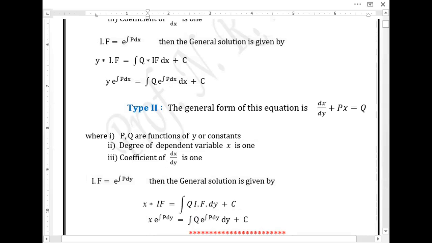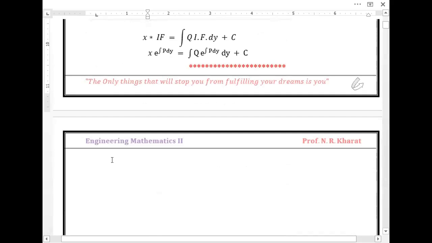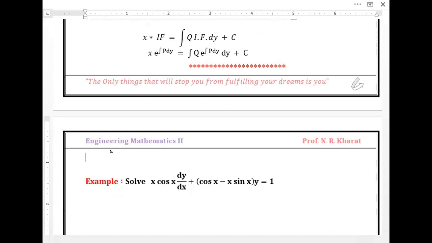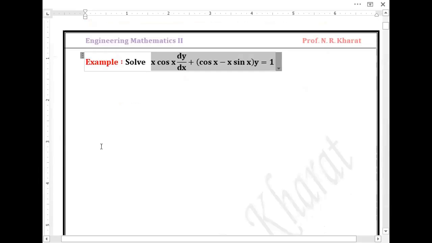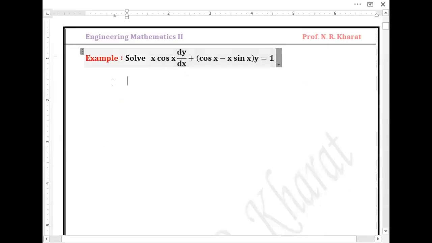So we will see an example of this type, then we will get a clear-cut idea regarding linear differential equations. The differential equation is given here. Solve x cos x dy by dx plus (cos x minus x sin x) multiplied with y is equal to 1. It's a linear differential equation. We have to find its solution.